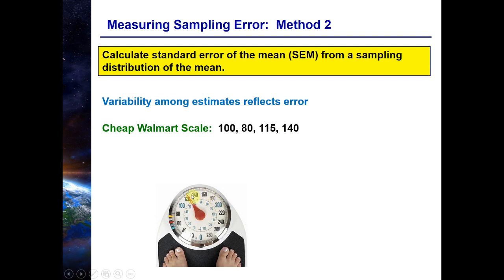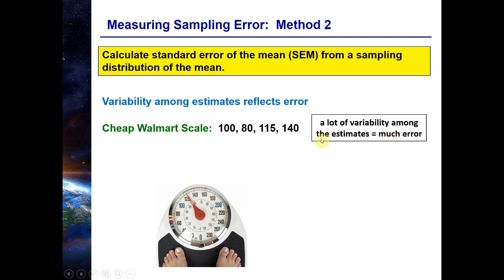You wouldn't say that this scale is accurate. You would say this scale sucks, and you would take it back to Walmart. Okay, it's no good, doesn't tell me how much I weigh. There's inconsistency in the estimates. So you return it, and here's that take-home message, right? A lot of variability among the estimates means that you have a lot of error.